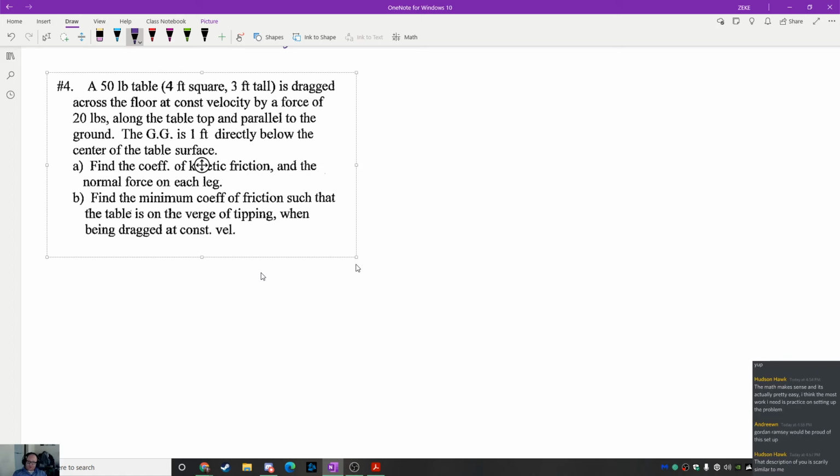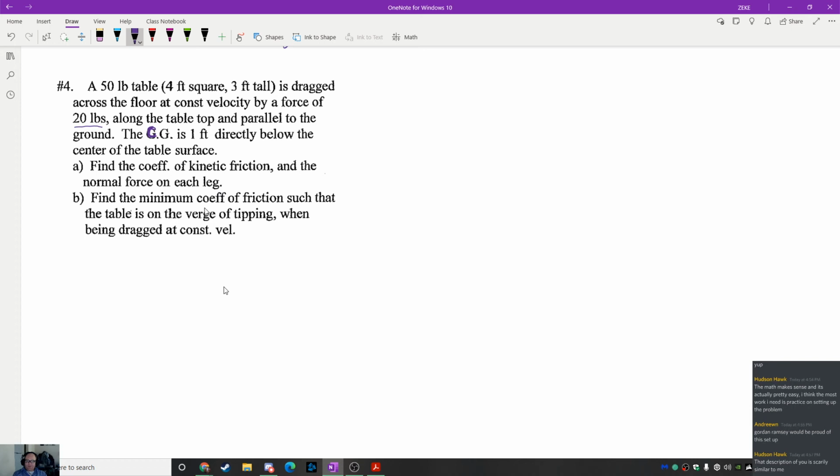All right, a 50-pound table, 4 feet square and 3 feet tall, is dragged across the floor at constant velocity by a force of 20 pounds along the top. So it's being pulled at 20 pounds, pointing along the tabletop and parallel to the ground. This should say center of gravity. This is C. The center of gravity is 1 foot directly below the center of the table surface, and that's where we're going to draw the weight. We want to find the coefficient of kinetic friction and the normal force on each leg.